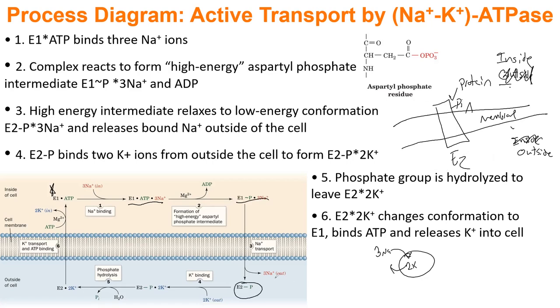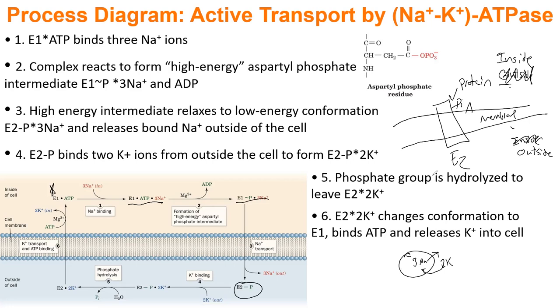Which is shown in the bottom right. But we have now changed the conformation we're in. We still have our phosphate bound, but we transported our three sodiums from inside the cell to outside the cell. I actually have my arrows backwards here, so I apologize for that. Three sodiums going out, two potassiums going in. So we transported three sodiums outside the cell. We changed the conformation of the protein.